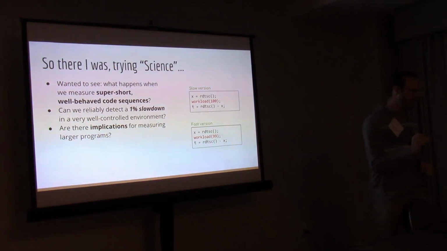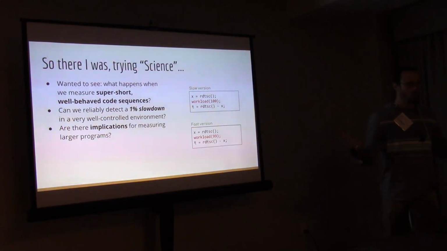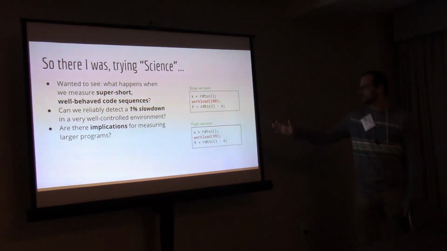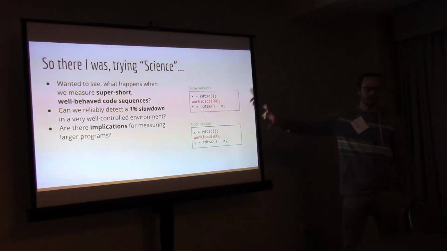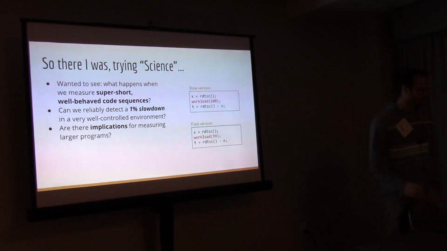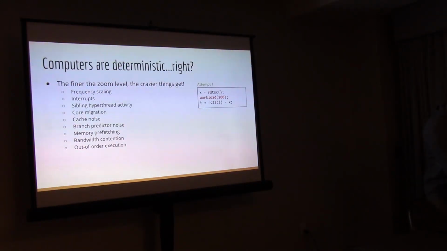And what I really wanted to figure out is, when we zoom out to measuring real programs with real executions, what we see at the small level, is that going to tell us anything interesting about how we should be measuring at the high level? So I basically had a workload, you bracket in some timing, and you vary the workload by exactly 1%, and you should be able to see that in the timing, right?